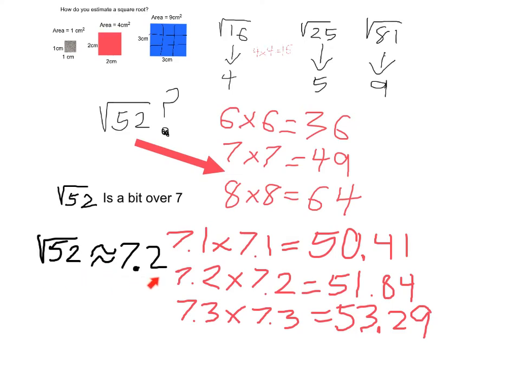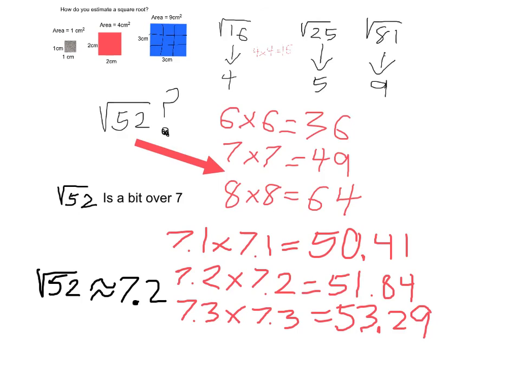If I needed an even more accurate estimate, I could repeat this procedure with, for example, 7.21, 7.23, until I got as close to the square root of 52 as I needed to for my purpose. Okay, that's it. Just want to leave you with one final reminder that you need to use the approximately equal sign, the squiggly equal sign, because this is simply an approximation.